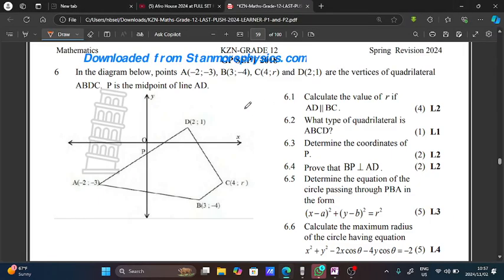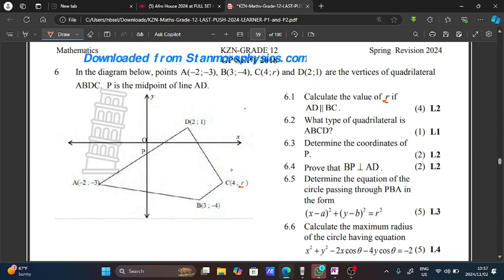Let's say in the diagram below, points A, B, C, and D are the vertices of a quadrilateral. Now we have a quadrilateral ABCD. P is the midpoint of line AD. Now calculate the value of R if AD is parallel to BC. After writing the information, they want the value of R. What is R? R is this one.